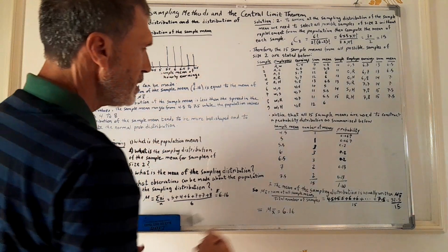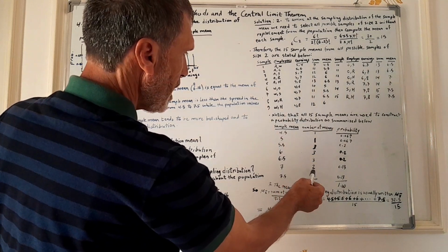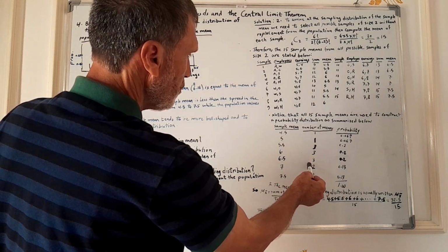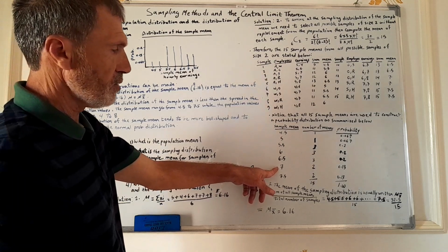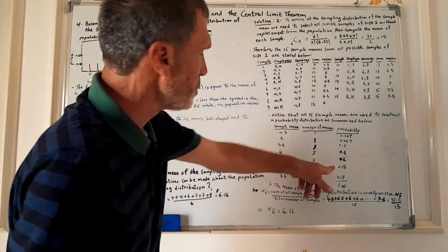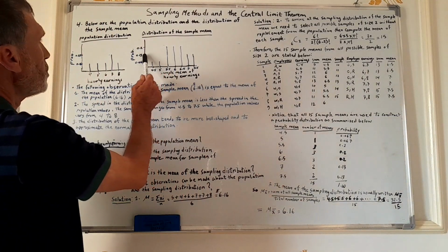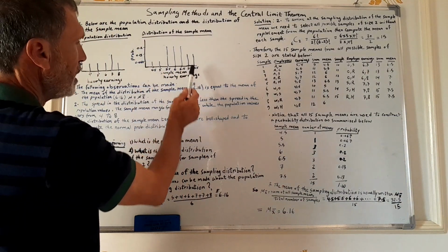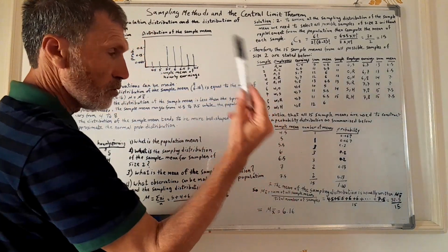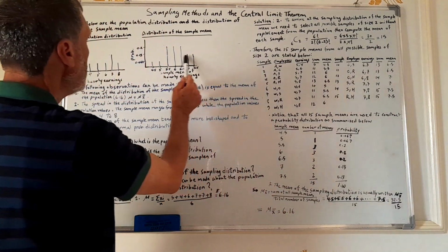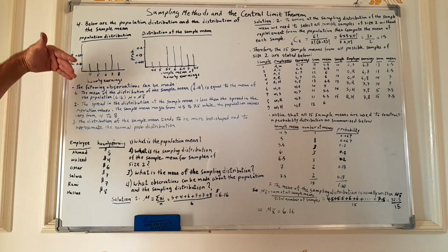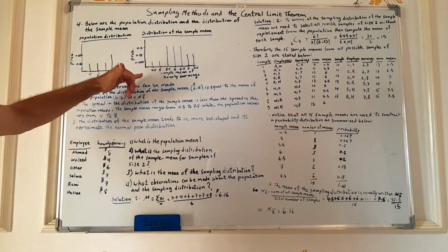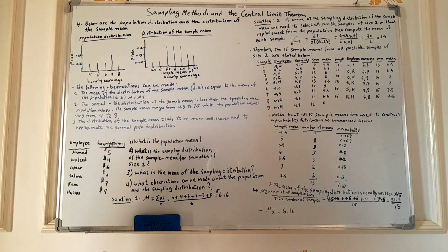Now we move to 7. For 7, we have 2 samples with a mean of 7. Therefore, the probability is 0.13. The same thing for 7.5, we have 2. The probability is 0.13. So this is the shape of the population distribution as well as the sample means.